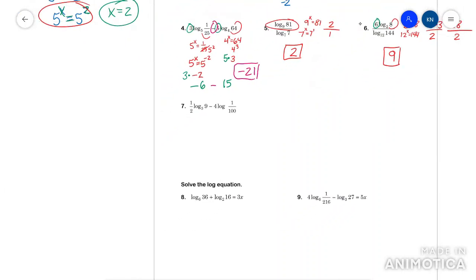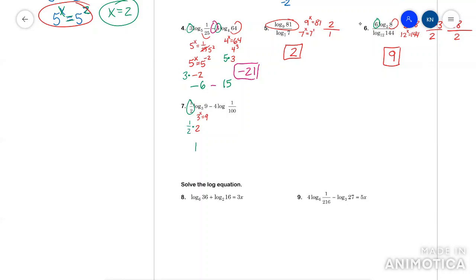Okay, this next one. Ignore the 1/2. Do log base 3 of 9. That's 3 to what power makes 9? Well, that's squared, so 2. Now we can apply this 1/2. So it's like 1/2 times 2, which is 1.